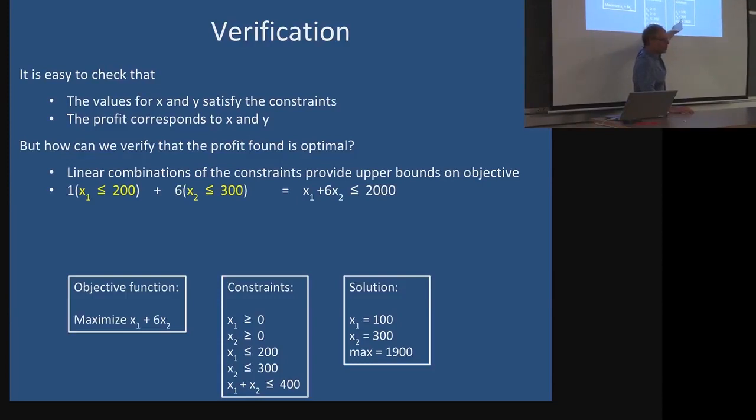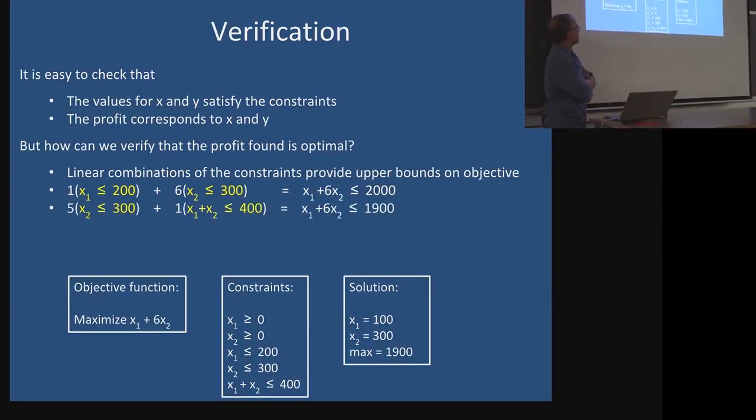Because if we maximize this objective, we can't possibly get bigger than 2,000. Just because, if you just look at those two constraints, you can tell you can't get bigger than 2,000. All right, let's try again. Let's look at this constraint for x2 and that constraint there.